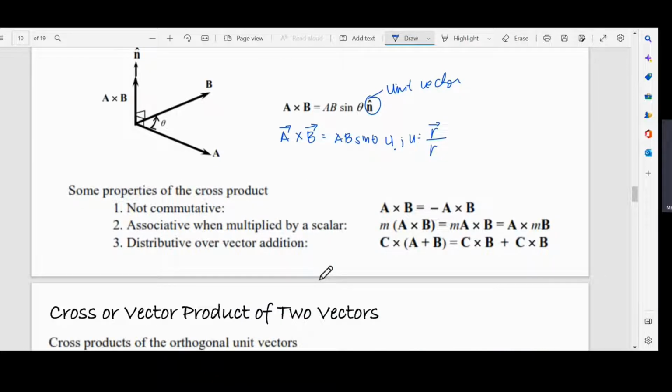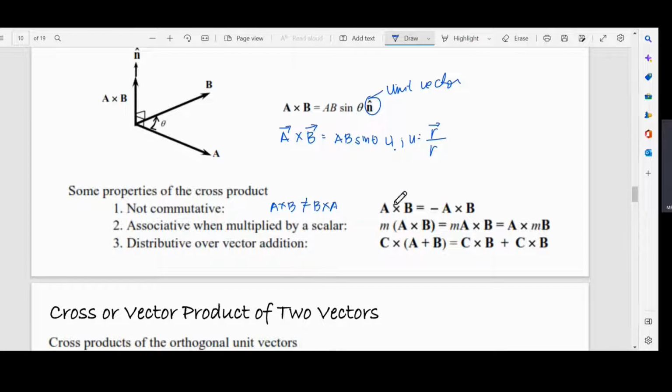So, the cross product is not commutative. This means, when not commutative, A cross B cannot be interchanged to become B cross A. Although they have the same magnitude, they will differ in direction. A cross B is not equal to B cross A. They are not commutative. They have the same magnitude but different direction.